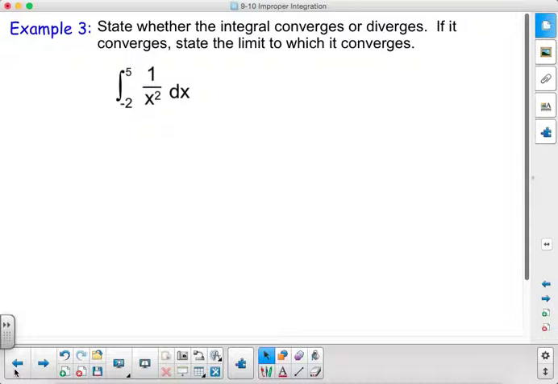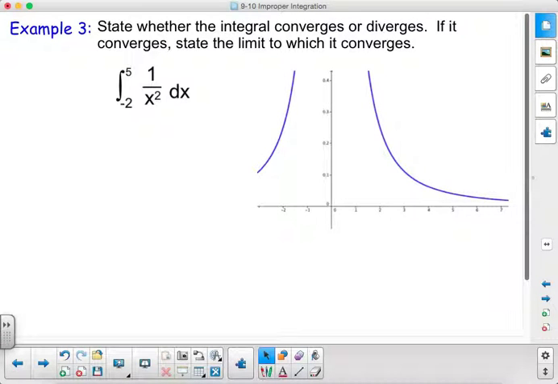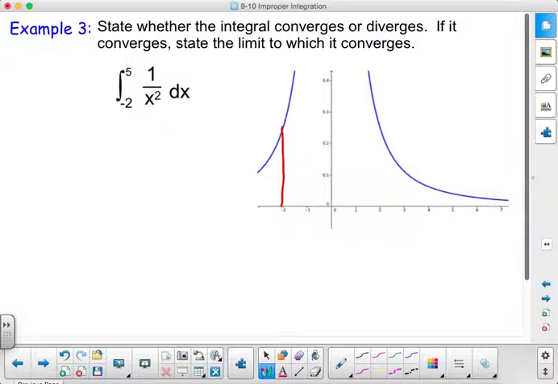This is a special case. This is looking like an improper integral. No, this is a definite integral, right? Except for, you know, what's this 1 over x squared? I keep using this one just because it's a great one to pick on. What's this graph look like? What are they asking from -2 to 5? -2 is right here, 5 is right there. I want to know the area under this curve.